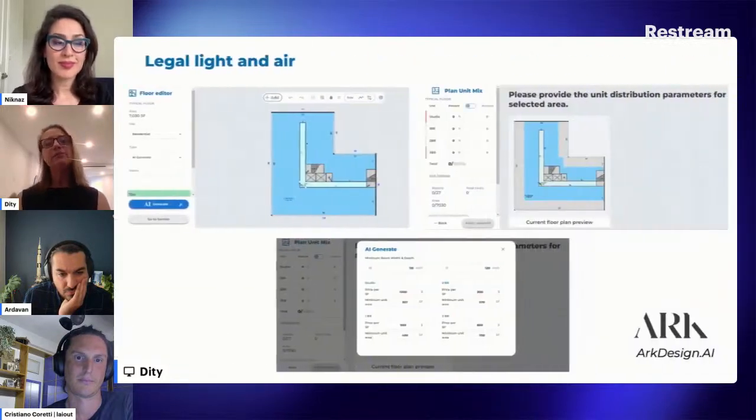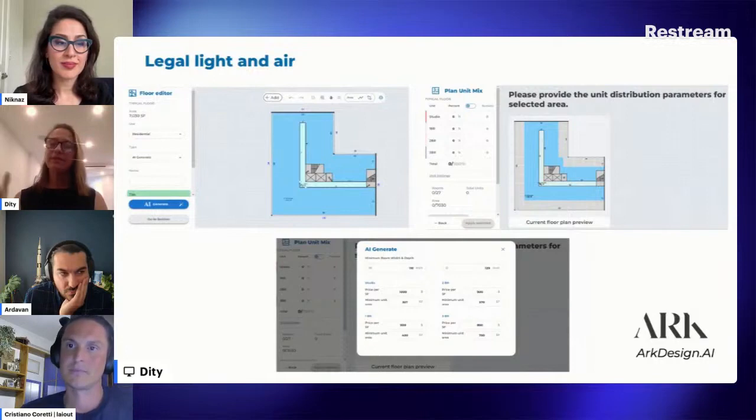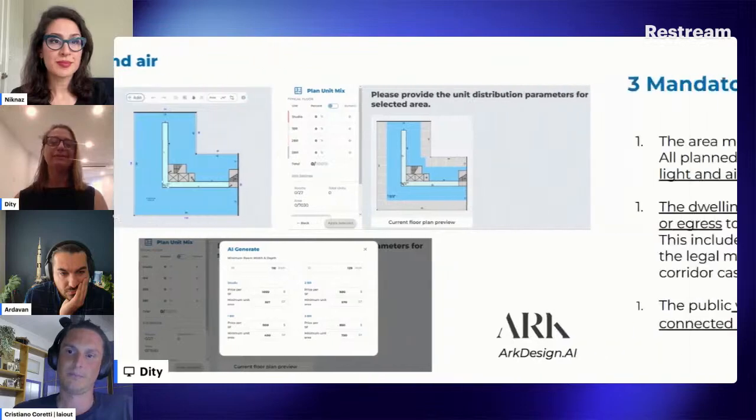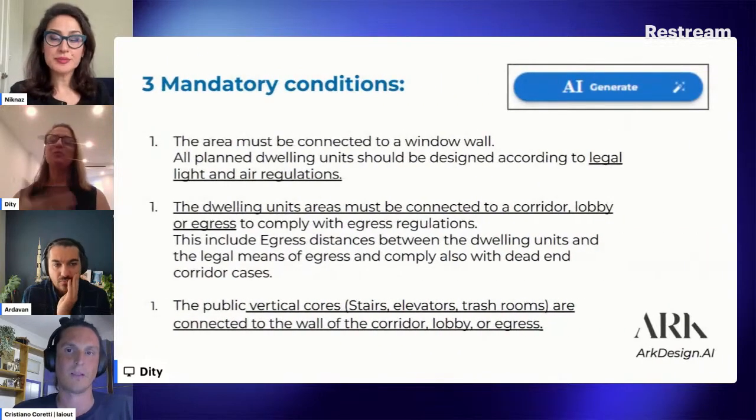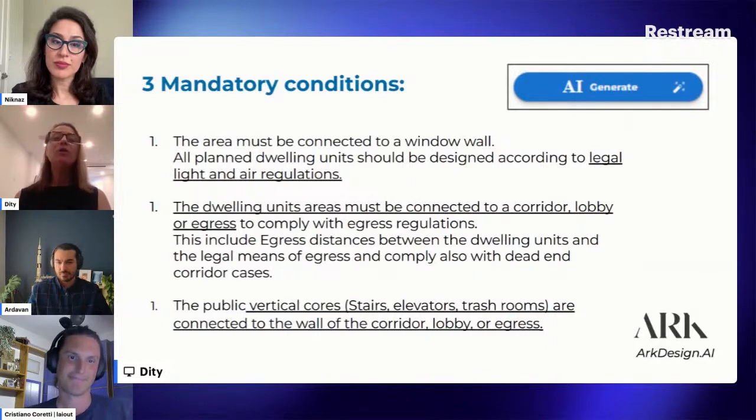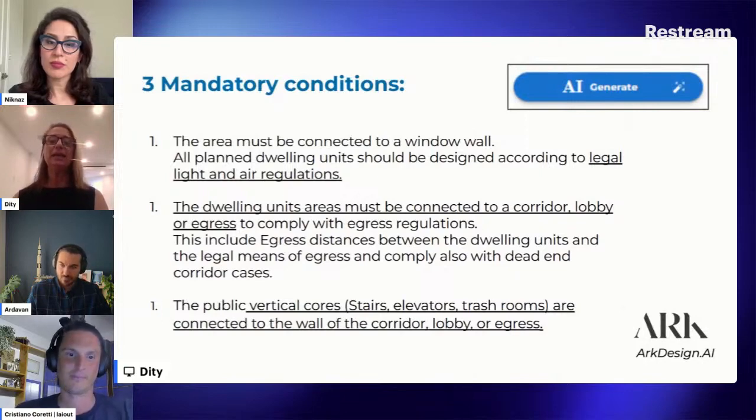And then our system knows, one of the inputs for the system is actually the legal light and air walls, where the system can actually place legal rooms, bedrooms, living rooms along those walls. And this is something I'm explaining more for architects, but it has mandatory conditions. So all the dwelling units must have access to legal light and air. And all of them must have the egress that Cristiano was talking about before. The distance to escape the building should be complying. And the vertical cores, the stairs, the elevators, should be placed correctly.